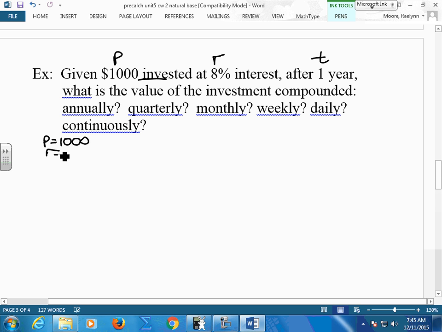How do I write my rate? 0.08. You got to put it in a decimal. Move it 2 places to the left. My time, we're making life simple, 1 year. So now, annually, they're all going to change. Our Ns are going to change. N is 1. We're going to use the same formula.